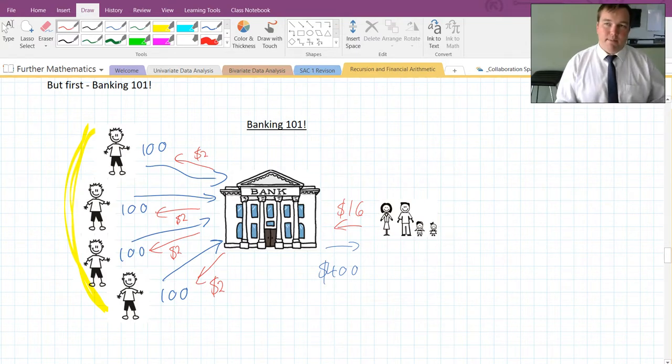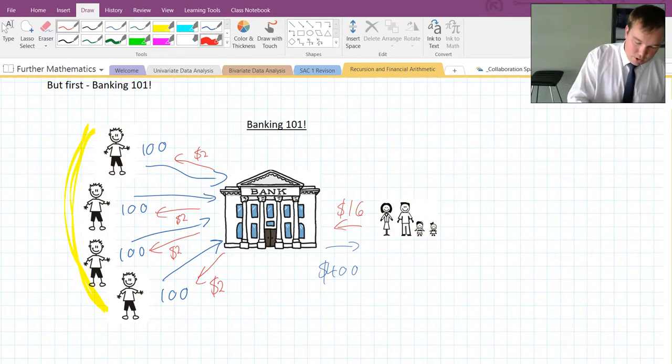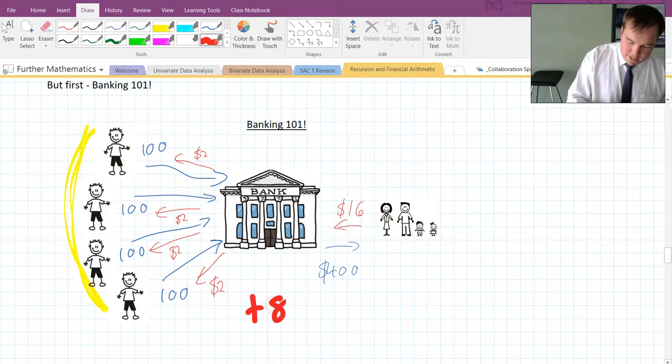So the bank has money coming in from depositors, going out to families borrowing houses or cars, etc. And this gap that appears is called the interest rate gap, and that's what gives them money. The bank has lost $8 but gained $16. So overall, the bank is up $8.